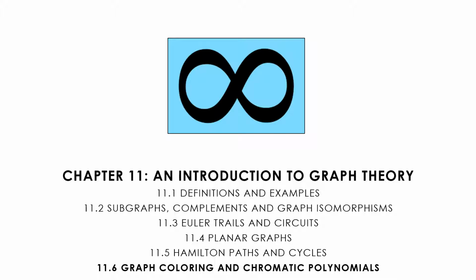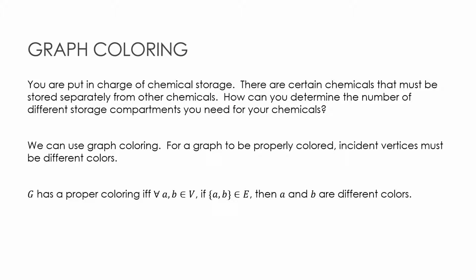Let's finish out Chapter 11 by talking about 11.6, graph coloring and chromatic polynomials. Let's say you are put in charge of chemical storage. There's certain chemicals that have to be kept separate from one another, and you're just going to use a graph and some coloring techniques to help you keep these straight.